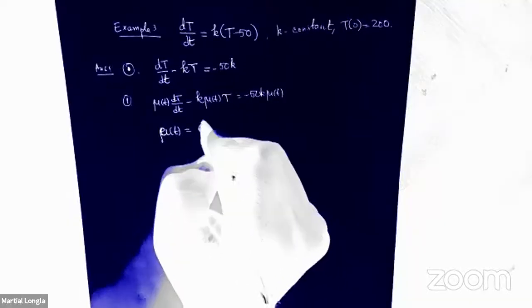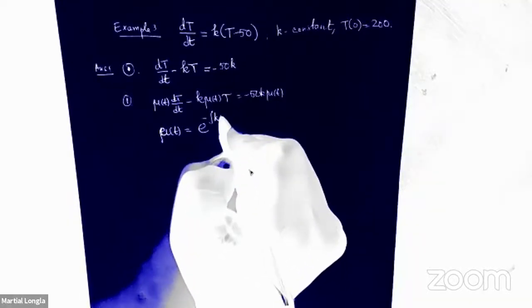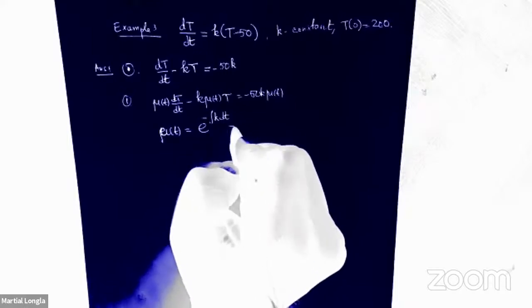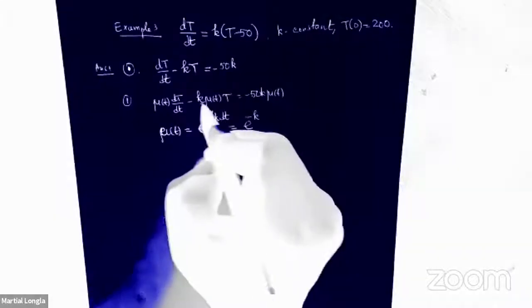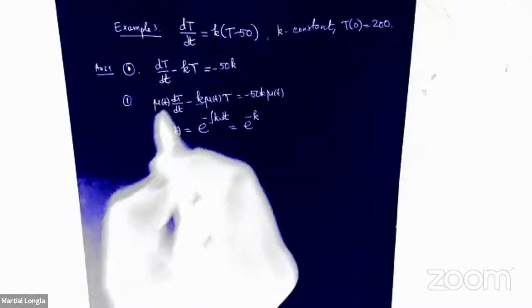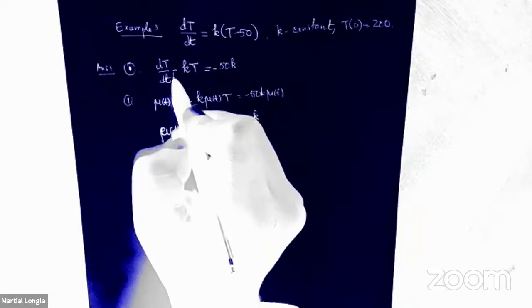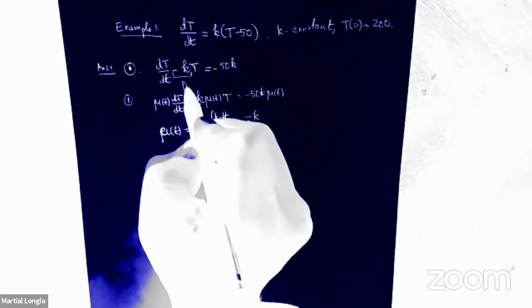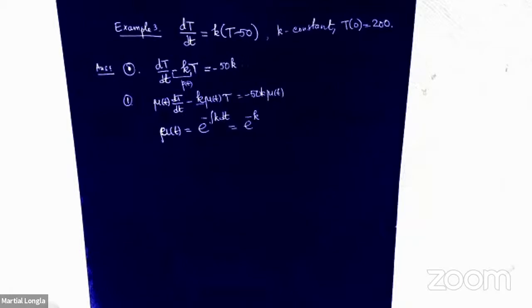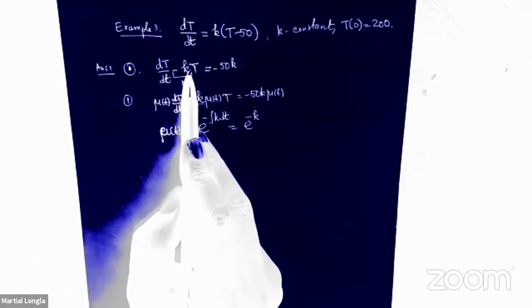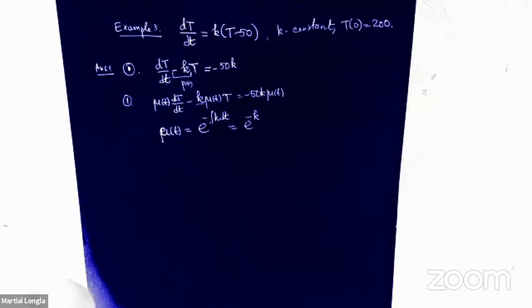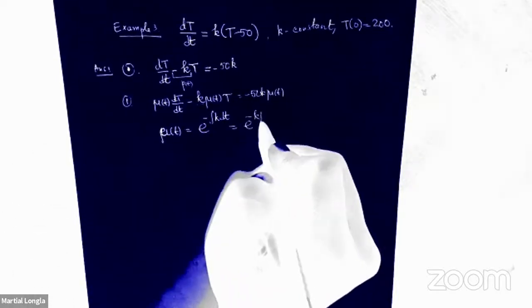Mu of t is e to the negative integral of k dt, which is? Oh, sorry, I forgot the k. Yeah, be careful. Because this is what p of t is in this case, right? Everything that is in front of the function is what p of t is, and that includes the sign and the k that is there. So that gives you e to negative kt.